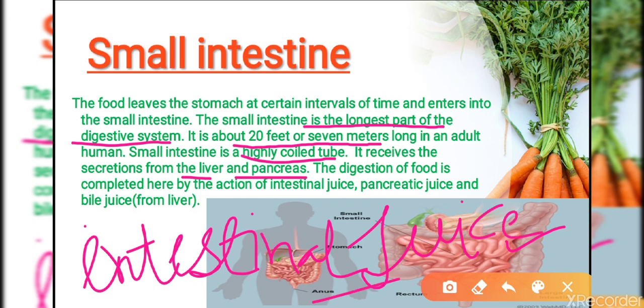So, these intestinal juice, pancreatic juice which comes from the pancreas, and bile juice which comes from the liver act on the food material and convert or digest the food into simpler components. The process of digestion completes in the small intestine. Let us discuss the function of the liver and pancreas in detail.